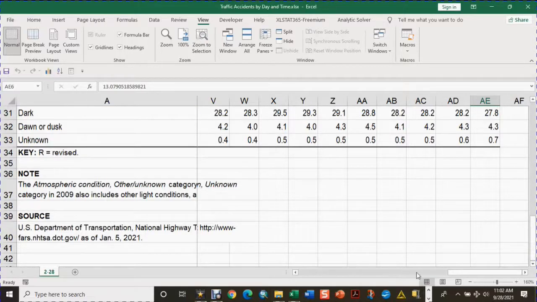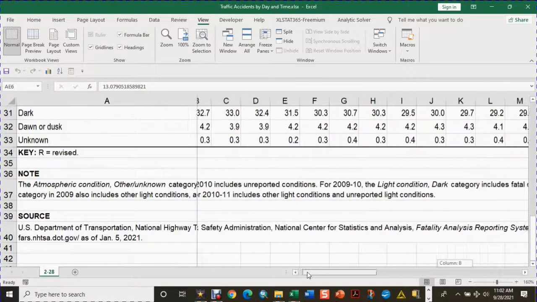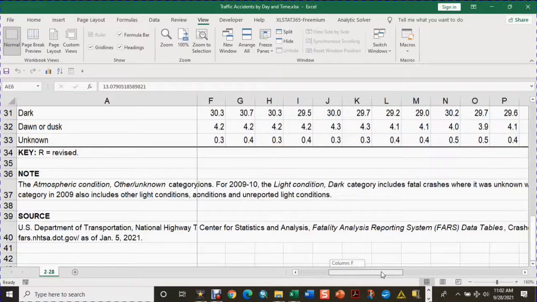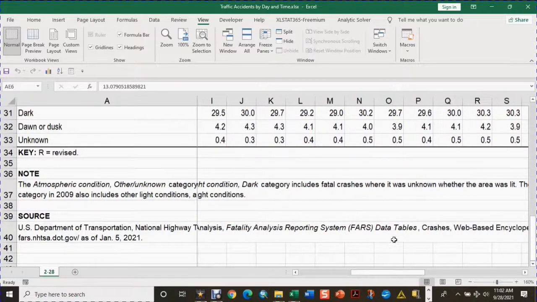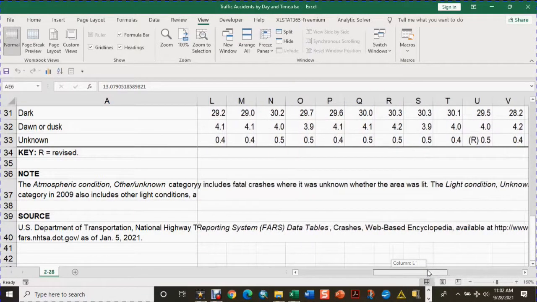Now, what I want to show you here is I want to show you the source, because I think this is very important, and you need to cite your sources. So this is basically my citation for the source, and this is where it comes from. The U.S. Department of Transportation, National Highway Traffic Safety Administration, National Center for Statistics and Analysis, and then that's what you have right there. So this is where it is, Fatality Analysis Reporting System. And that's where you get your data tables, all the other things that you need to have. So also read the note. The atmospheric conditions, because that's important, but it's only for 2009.